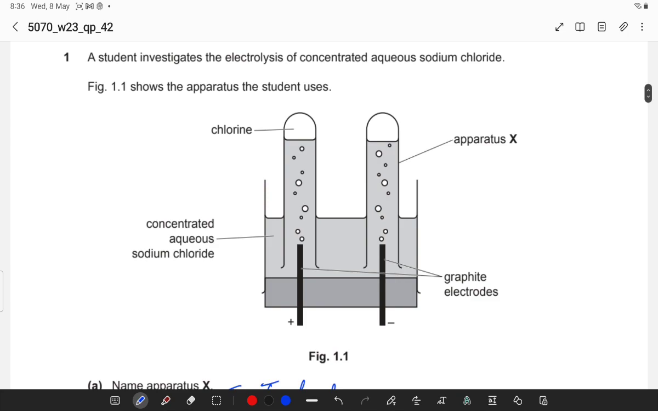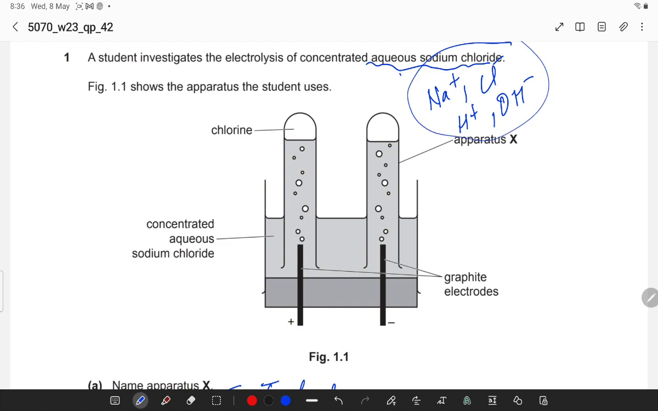Let's start. Question number 1. A student investigates the electrolysis of concentrated aqueous sodium chloride. You should know the ions present in this solution. We have 4 types of ions: sodium, chloride, H positive and OH negative ions. These 2 ions are present in this solution.